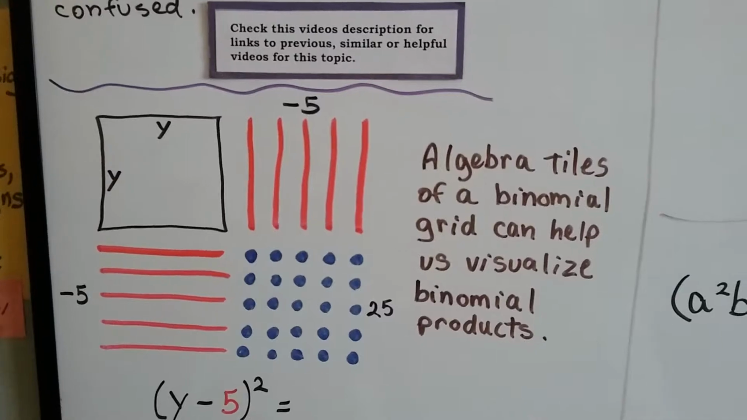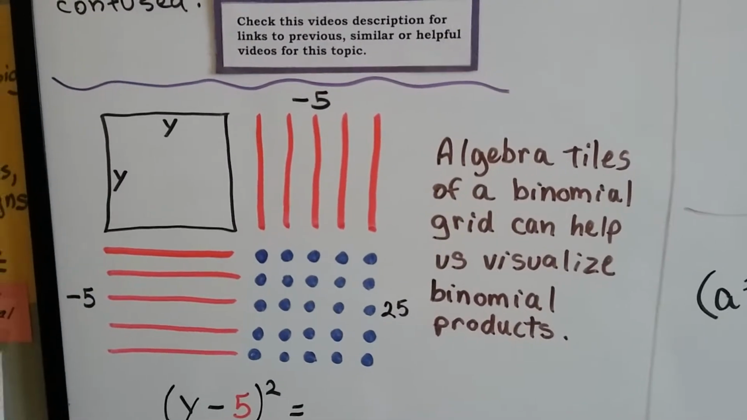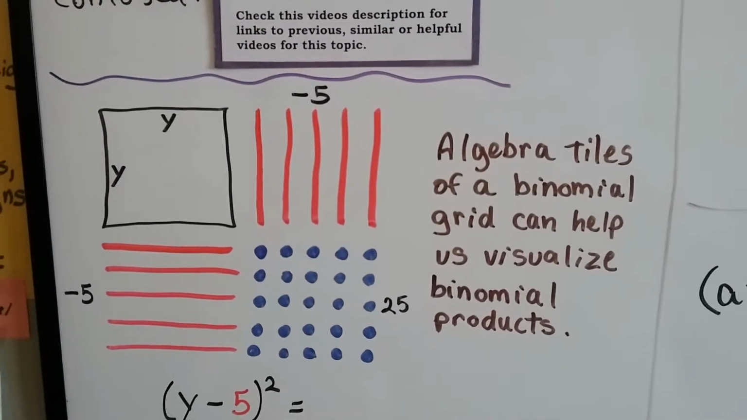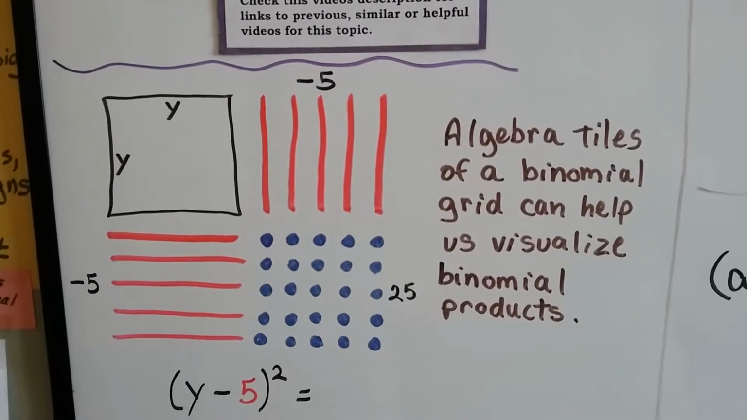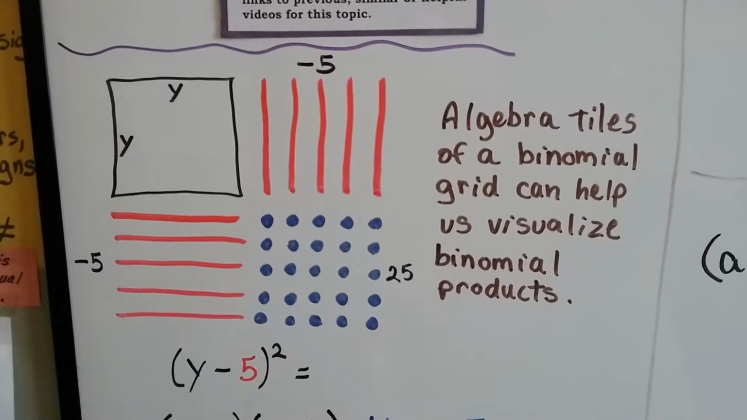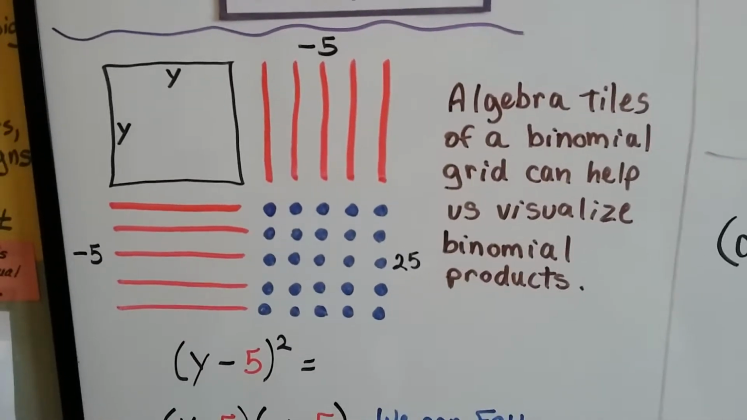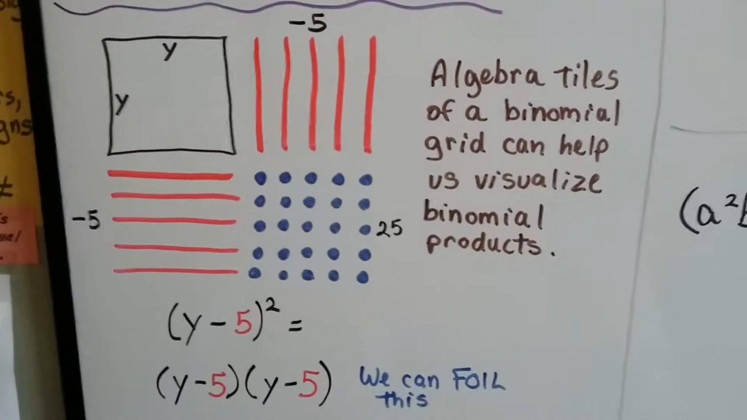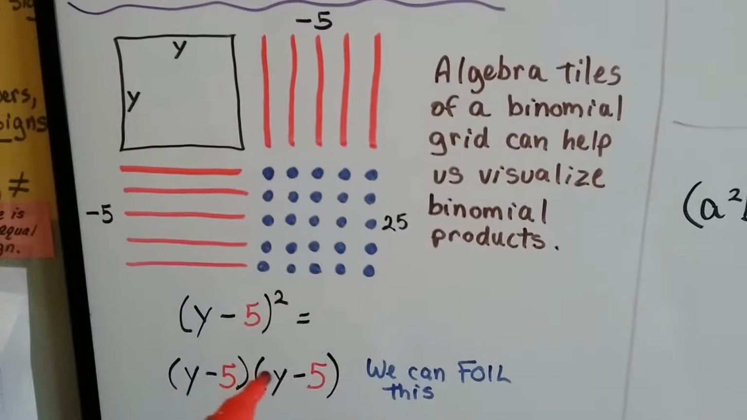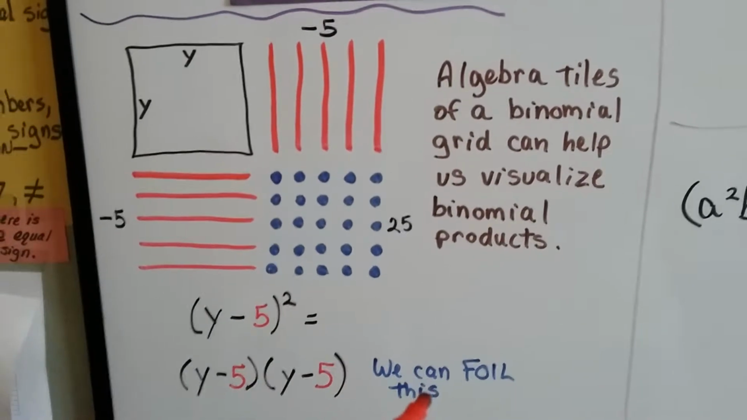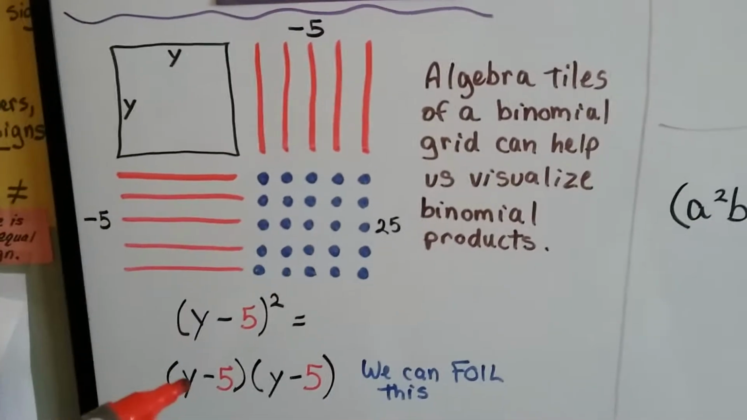So take a look at this. Kind of looks like a flag, doesn't it? Well, these are algebra tiles of a binomial grid, and they can help us visualize binomial products. If we have a binomial square of y minus 5 squared, well, when we open this up as y minus 5 times y minus 5, we can FOIL this. And this is showing us what's going on.